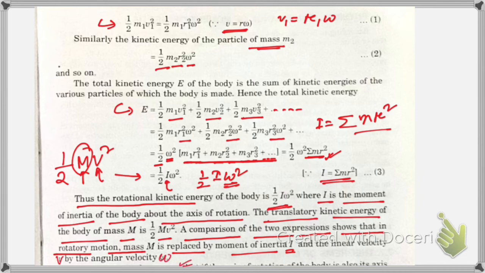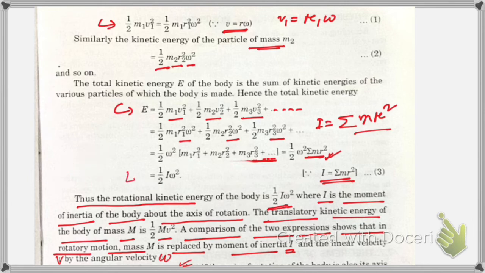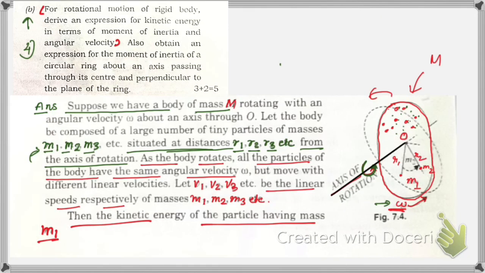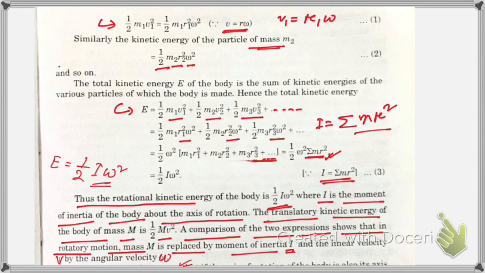So finally we have got the total kinetic energy E is equal to half I omega square. What was the question? Derive an expression for kinetic energy in terms of moment of inertia and angular velocity. So we have got this expression of the kinetic energy of that body in terms of moment of inertia I and angular velocity. Hope you have understood this.